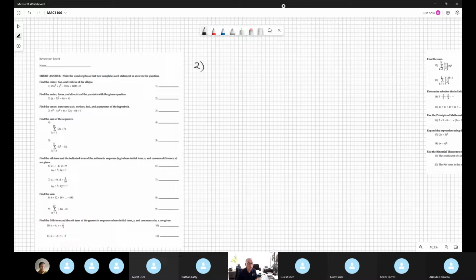Question 2 is easy. Question 2 is (y minus 3) squared equals 4(x plus 4). So this is already expressed in standard form, because the formula for the parabola in standard form is (y minus k) squared equals 4p(x minus h). Looks similar, right? Very, very similar.